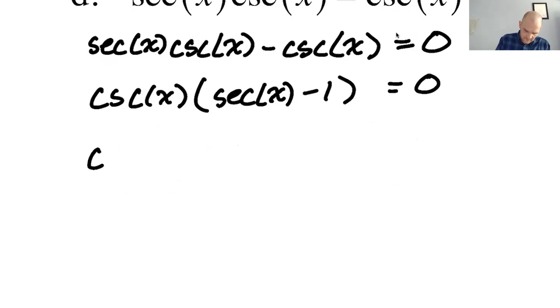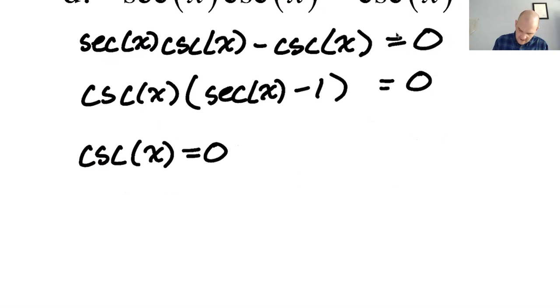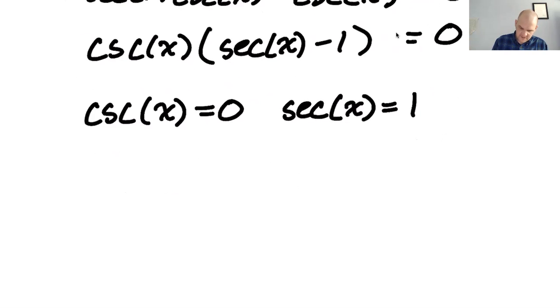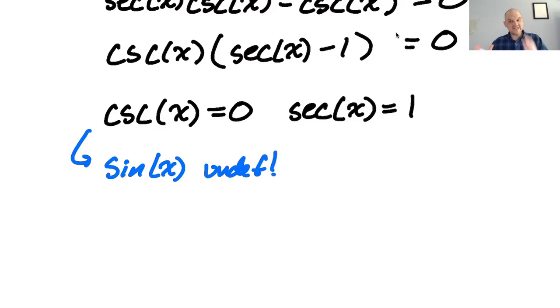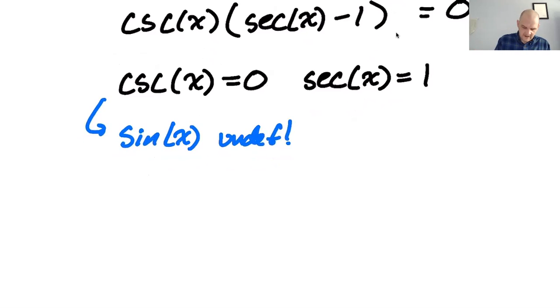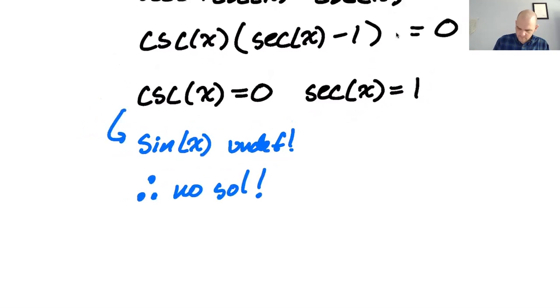So either cosecant equals 0, which if you think about cosecant, can never happen. This makes no sense. And then another possibility is that secant equals 1. The reason this can't happen is because this is exactly equivalent to saying that sine of x is undefined. But sine of x is never undefined. There's no x that you can plug in to sine that will give you undefined. Never happens. So there's no solutions from this part.